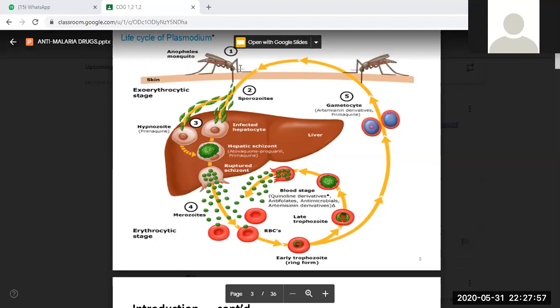As the merozoites are being released into the bloodstream, some of them are going to move on and develop into gametocytes, okay? Gametocytes. So we are going to have the female and male gametocytes, which go on to the 5th stage of the cycle. Now, when the next mosquito comes, an uninfected mosquito comes for a blood meal, it is going to take up these gametocytes.